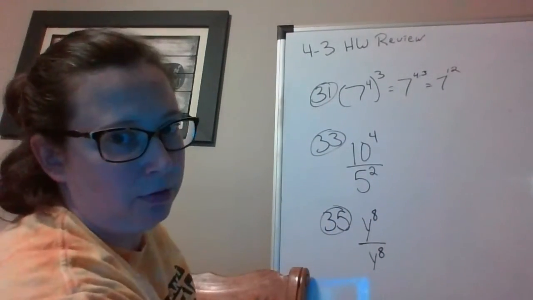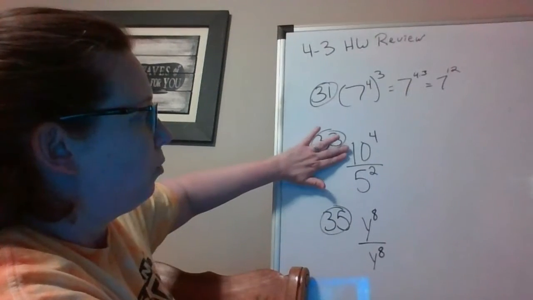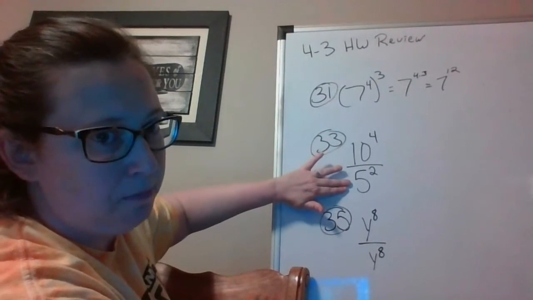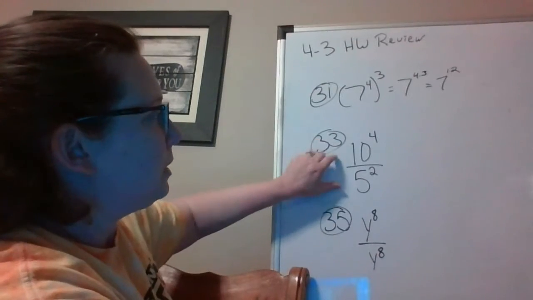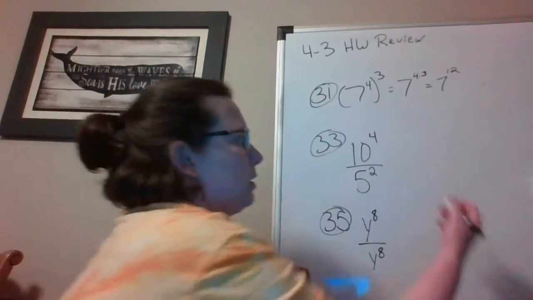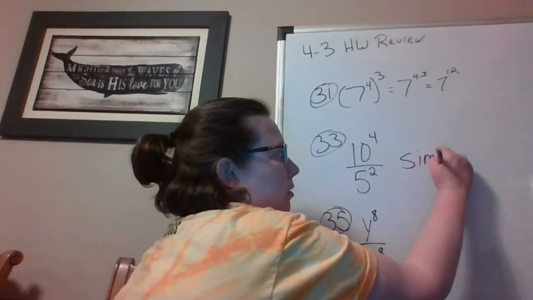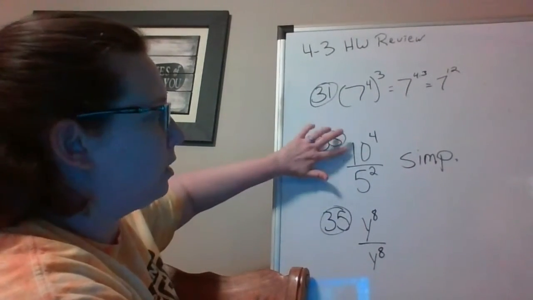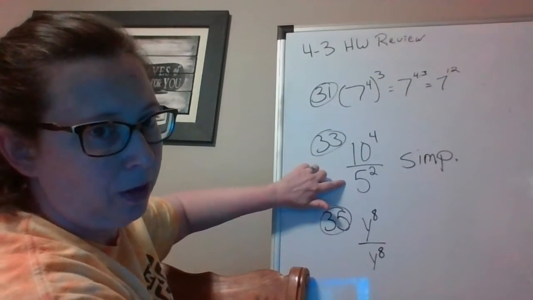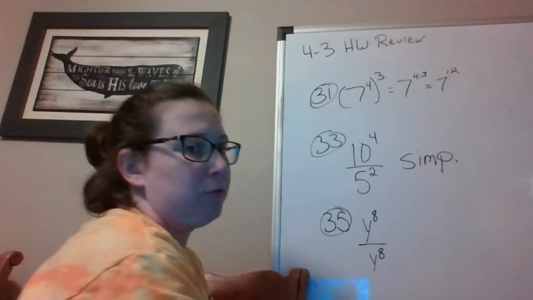33, we're dividing again, so that's top exponent minus bottom exponent. Oh, but check out 33. We do not have the same base, so we cannot use that rule, which means that 33 is already simplified. We cannot use the rule on this because the bases are different. To use the rule, the bases have to be the same.